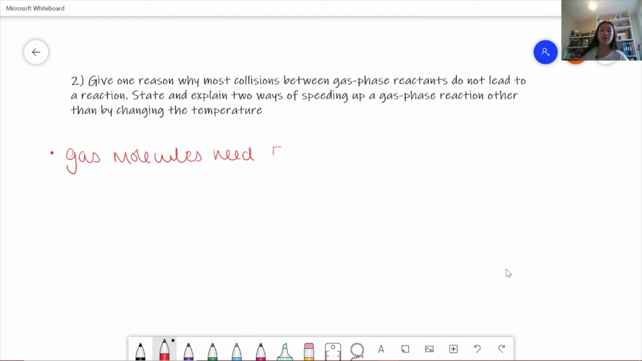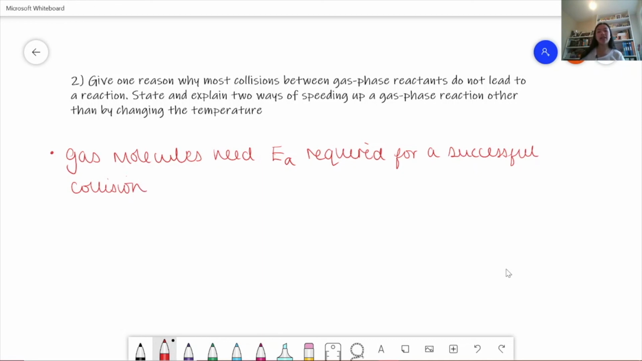So they need the activation energy required for a successful collision.